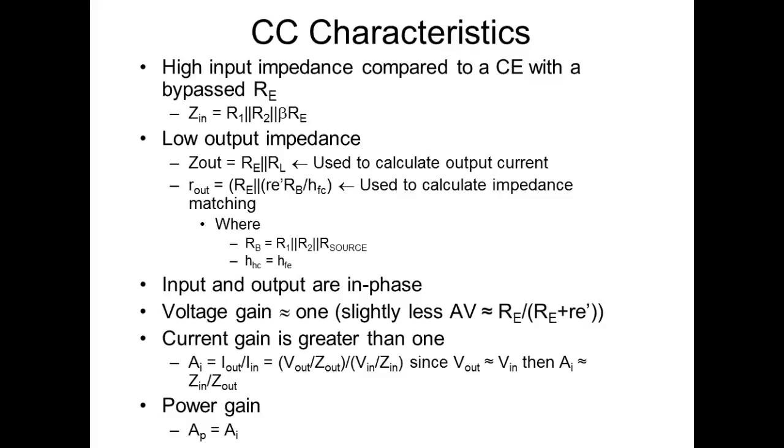Input and output are what? In phase. Voltage gain, we use 1, even though it's going to be slightly less than 1 because of this guy right here. Because that AC voltage coming into the base has to go through RE prime.